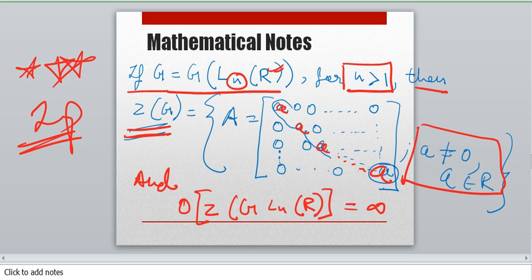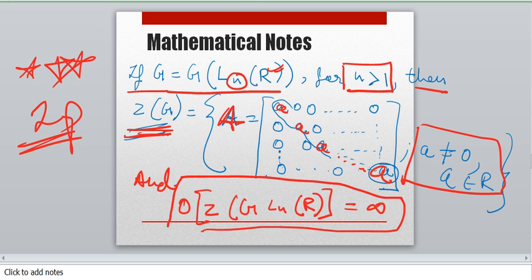If there is a general linear group G of real numbers of order n, then this is the center of the group in matrix format, where A is the matrix, and the order of the center of the group will be infinite. You might want to concentrate on this one.